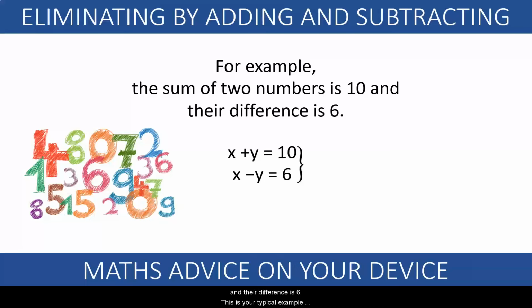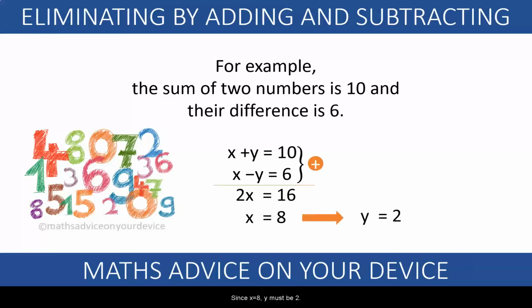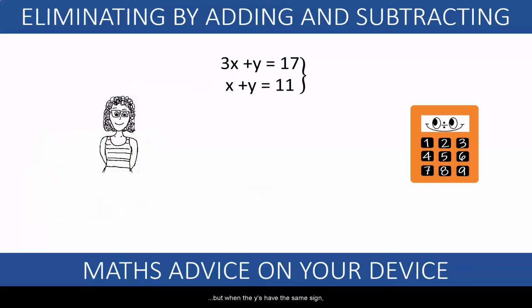This is your typical example that can be solved by simply adding both equations. The y's cancel each other out and we are left with 2x equals 16. Since x equals 8, y must be 2. But when the y's have the same sign, well, adding won't help. We need subtracting, and we can.